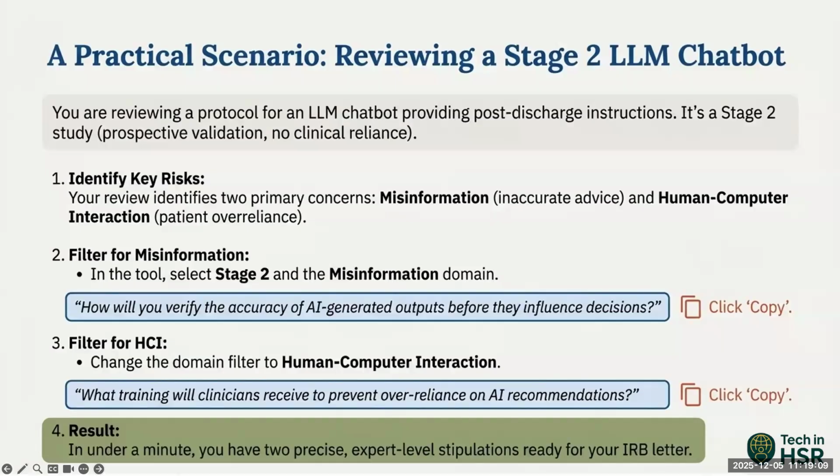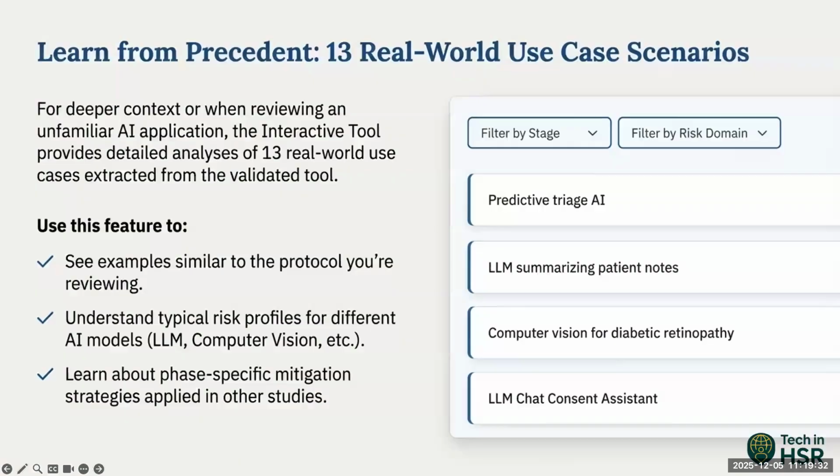So this feature is uniquely helpful because it transforms abstract risk concepts into an actionable workflow, and that enables reviewers to copy and paste accurate questions directly into their reviewer notes so that they can be effective in communicating with the study teams. And that's going to save time and ensure comprehensive oversight.